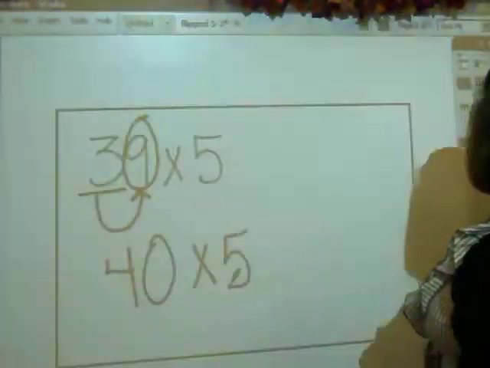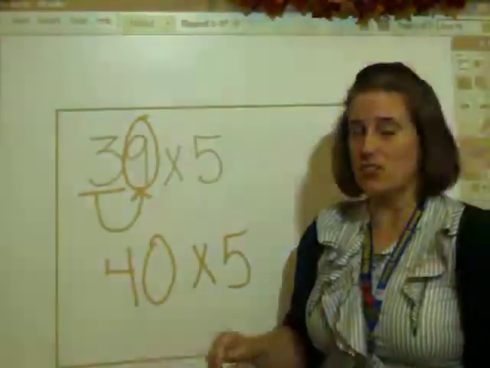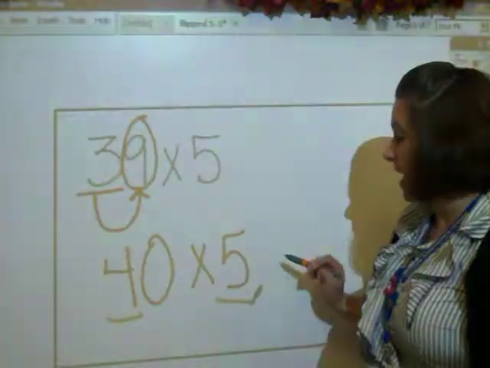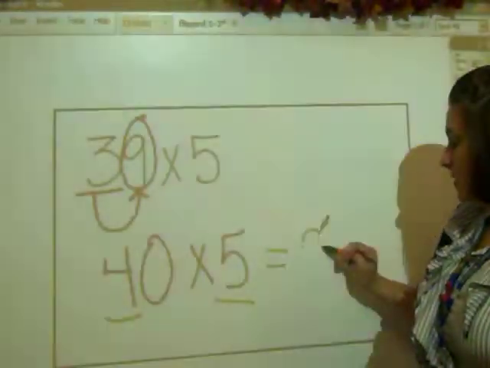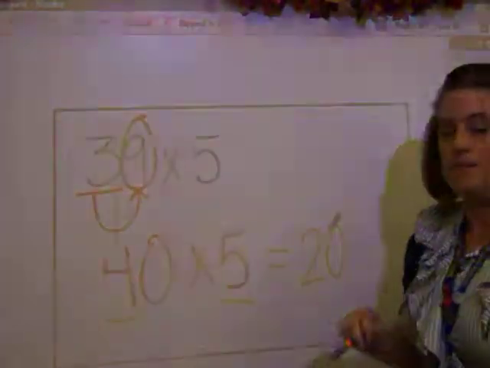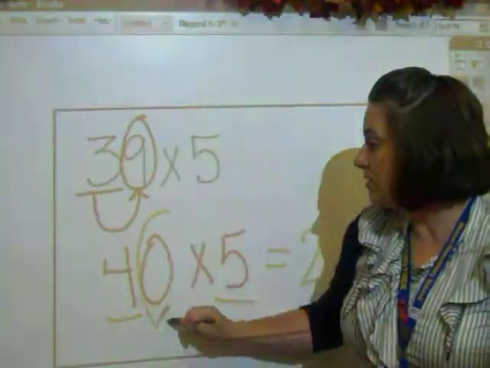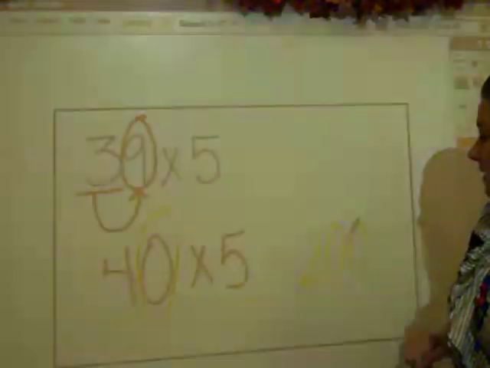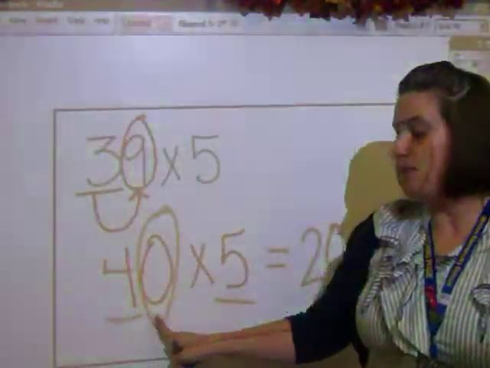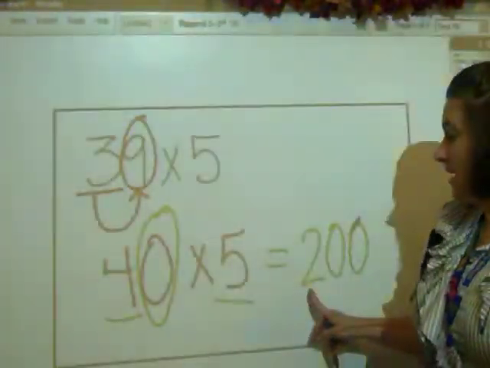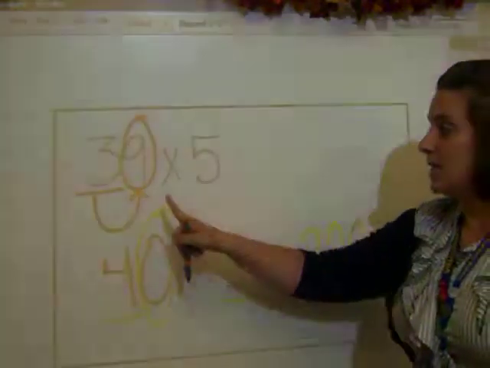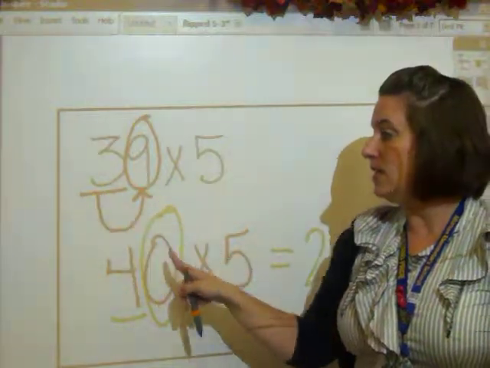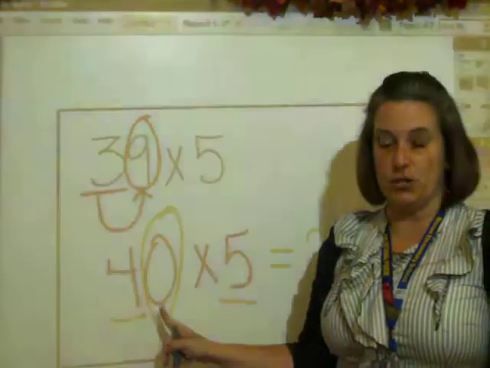Now it's the same thing we did yesterday. Find the basic fact. What is 4 times 5? Write your product. 4 times 5 is 20. Then go back and circle your zeros. We have one more 0, so we write it in our product. 40 times 5 is the same as 200. Make sure you underline whatever place value you're trying to round to, and then do the multiplication when you are doing estimation.